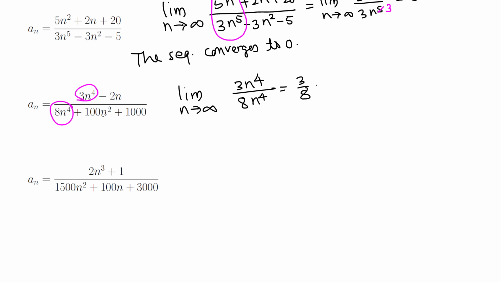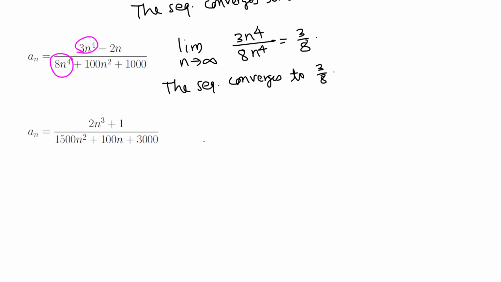That means this sequence converges and the limit is 3 over 8. So eventually the terms of this sequence will go to 3 over 8. The sequence converges to 3 over 8. And same thing for the third part.